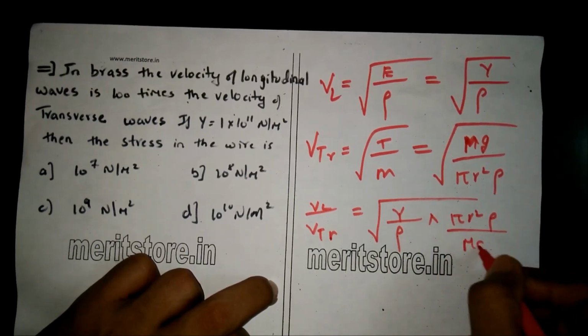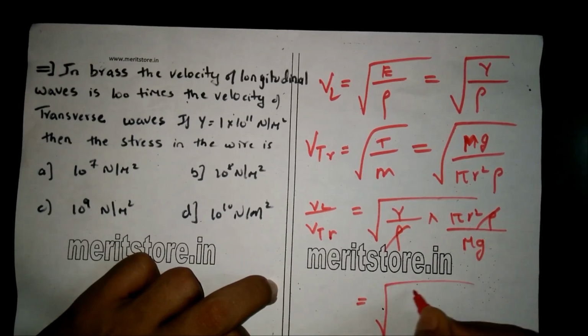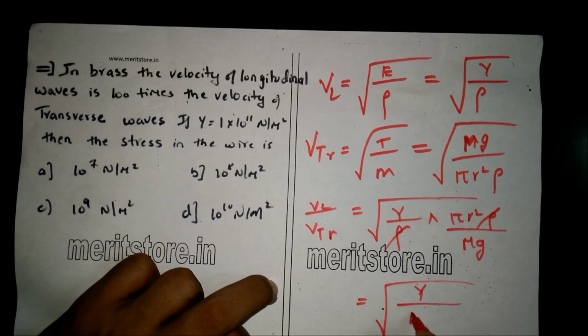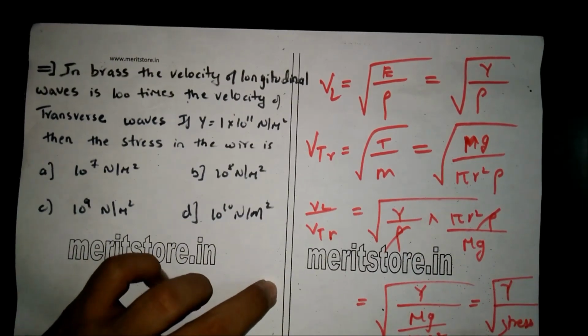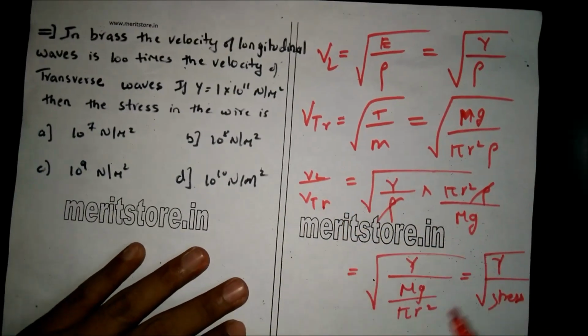rho upon mg. Rho will get cancelled, which will be equal to root of Y upon, taking pi r square below, we get mg upon pi r square, which is the stress, which will be equal to Y upon stress. Therefore, to remove the root sign, we need to square both sides.